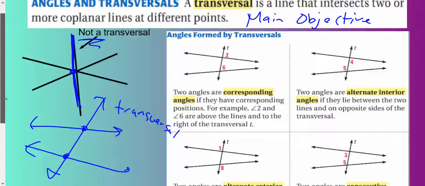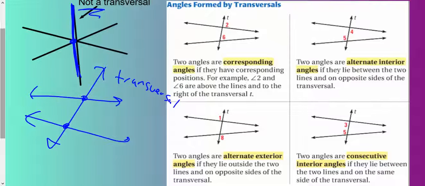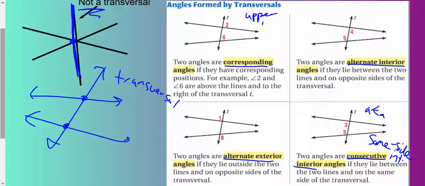Now, when you have this situation, there are four different vocab words, four different types of angles that appear: corresponding, alternate interior, alternate exterior, and consecutive interior. This one is also known as same side interior. Corresponding means they're in the same position. These are like upper right. The upper right angles, like there and there, are in relationship. If you were to take these angles and place them on top, they're going to be in the same position.